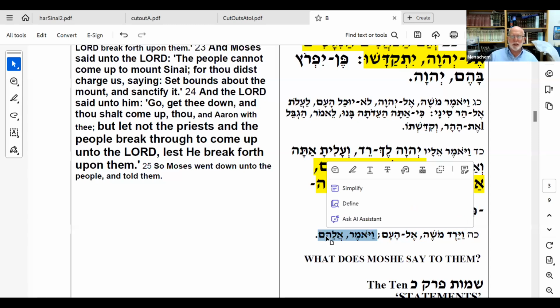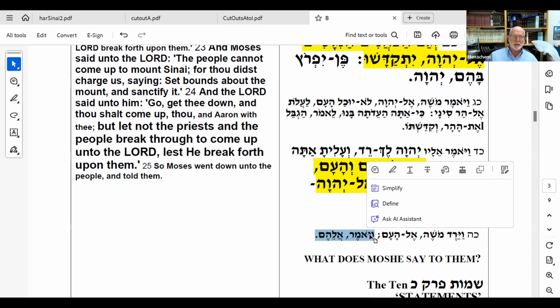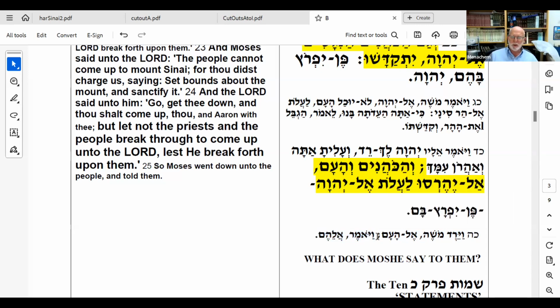How'd you understand that in shul a couple weeks ago? Did you tell them the Ten Commandments, or tell them back off? All the Parshanim explain this is not the Ten Commandments, even though most people in shul think it is. Most people think Moshe comes down to the people and tells them the Ten Commandments, but no, Moshe goes down and tells the people, "Don't come up."